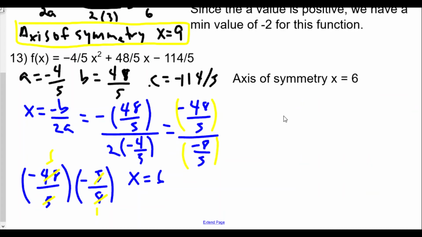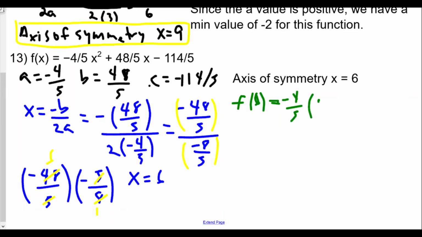Now, to find the vertex, we're going to plug this into our function. What's it going to look like? It's going to be f of 6. Now, it looked so weird before that we were wondering how it was going to work out, with all these crazy fractions. Well, we got a nice number. So f of 6 is equal to, again, -4/5.